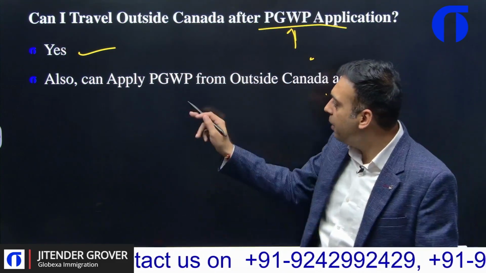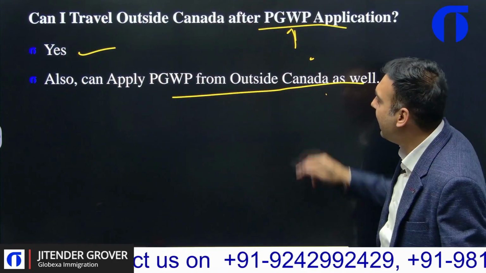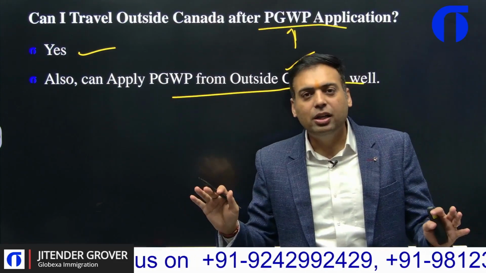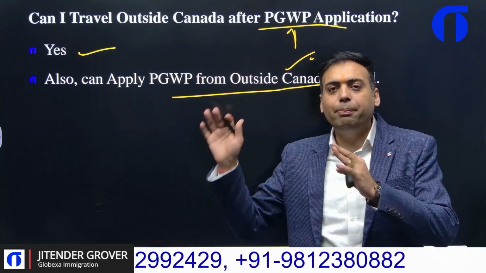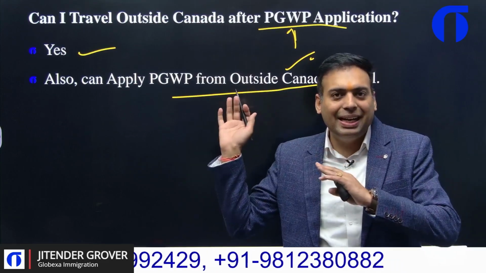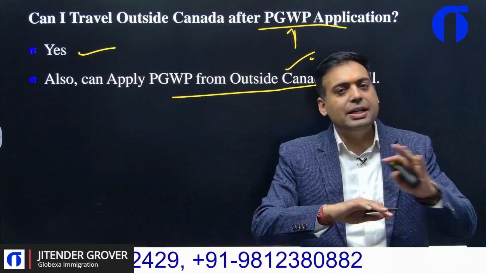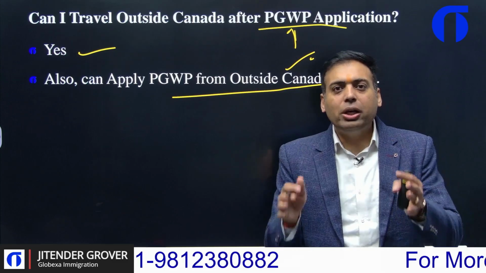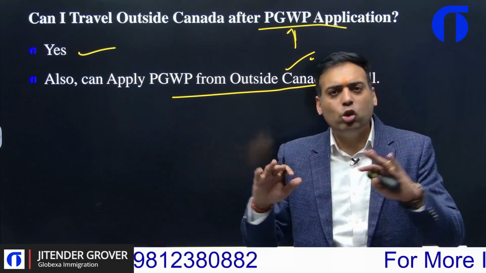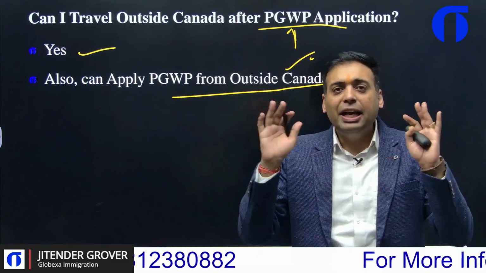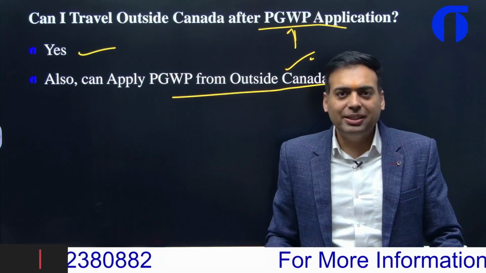Also, you can apply for your PG work permit from outside Canada as well. It is also permitted. So, it is not a problem at all if you submit a PG work permit application inside Canada and then you have left Canada. You can share your new address with IRCC through the web form and it is perfectly fine. It will not impact your PG work permit application negatively.